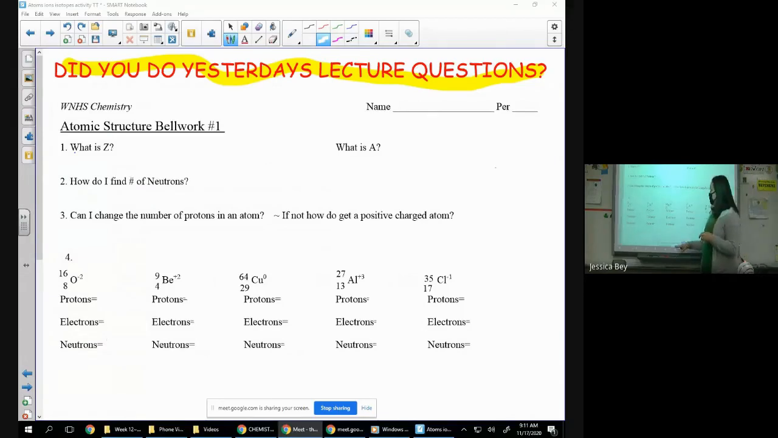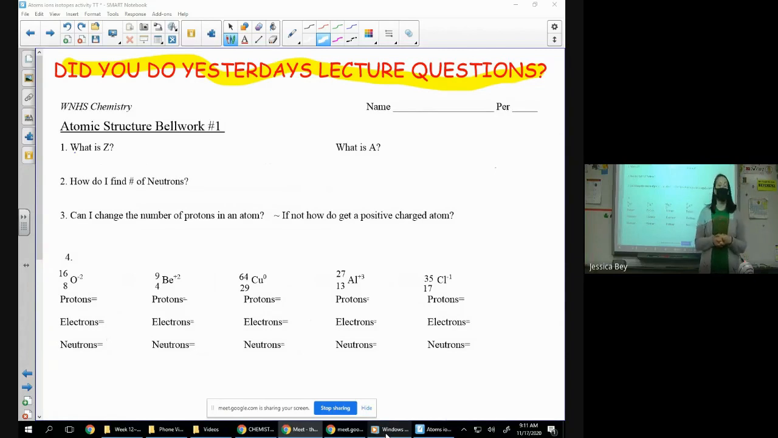All right, so let's get into this. Using yesterday's stuff, let's have you locate in your packet where it says atomic structure bell work number 1. Atomic structure bell work number 1.